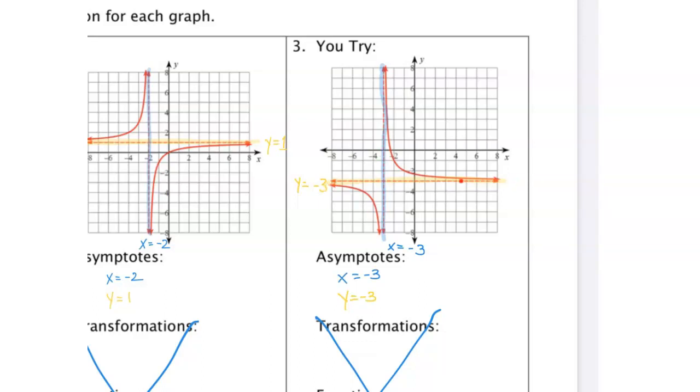So y equals negative 3 is the horizontal one. Notice that your line is going through negative 3 on the y-axis. And for your second asymptote, the vertical one, your line is going through negative 3 on your x-axis. So x equals negative 3 for the vertical one.